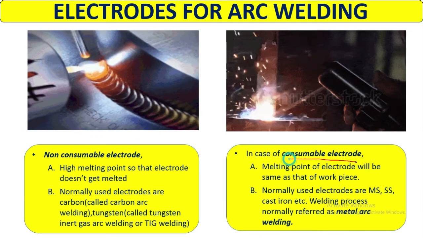So you understand the non-consumable electrode. Now we'll go to the consumable electrode. In the consumable electrode, the melting point of the electrode and the base metal is the same. It is normally used for MS, SS, and cast iron welding, normally referred to as metal arc welding. In tungsten inert gas welding, the electrode is not consumed, so an additional filler wire is required to form the weld pool. So you understand the non-consumable and consumable electrodes.